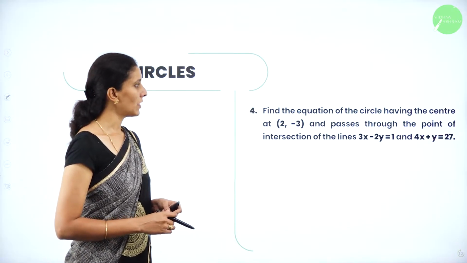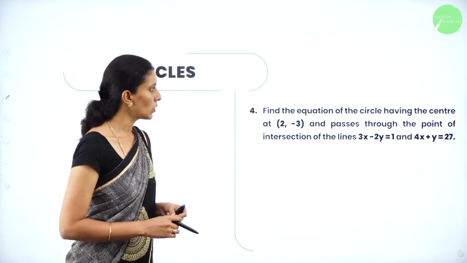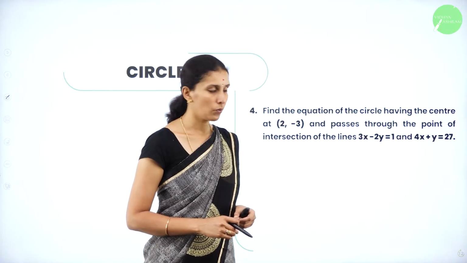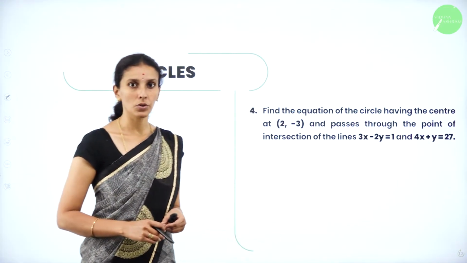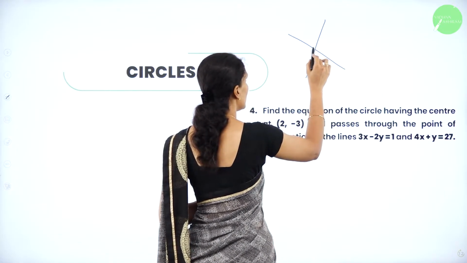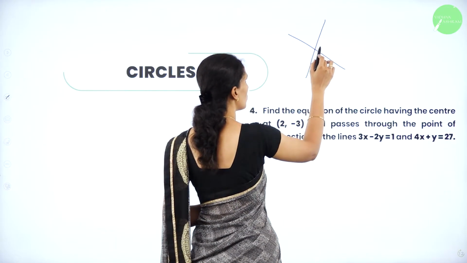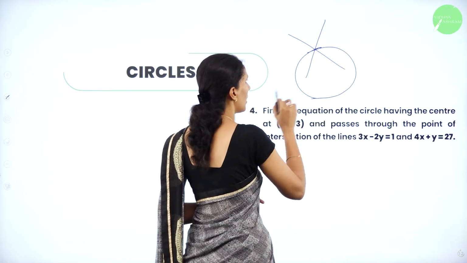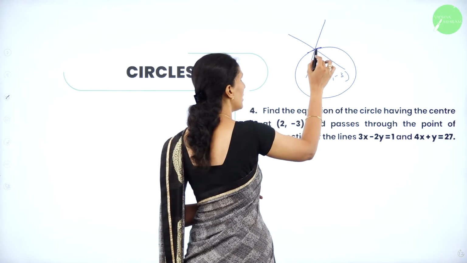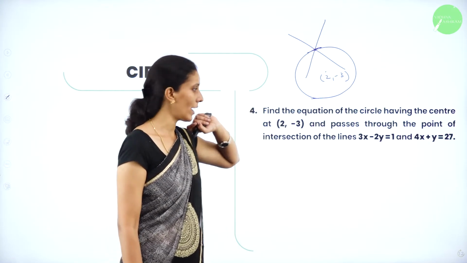Next, we have a question. Find the equation of the circle having the center at (2, minus 3) and passes through the point of intersection of the lines 3x minus 2y is equal to 1 and 4x plus y is equal to 27. We have two lines here whose intersection point we have to find, and we have a circle passing through this point, and here is our point (2, minus 3). So, this point is on the circle. So, let us find the intersection point of these two lines now.